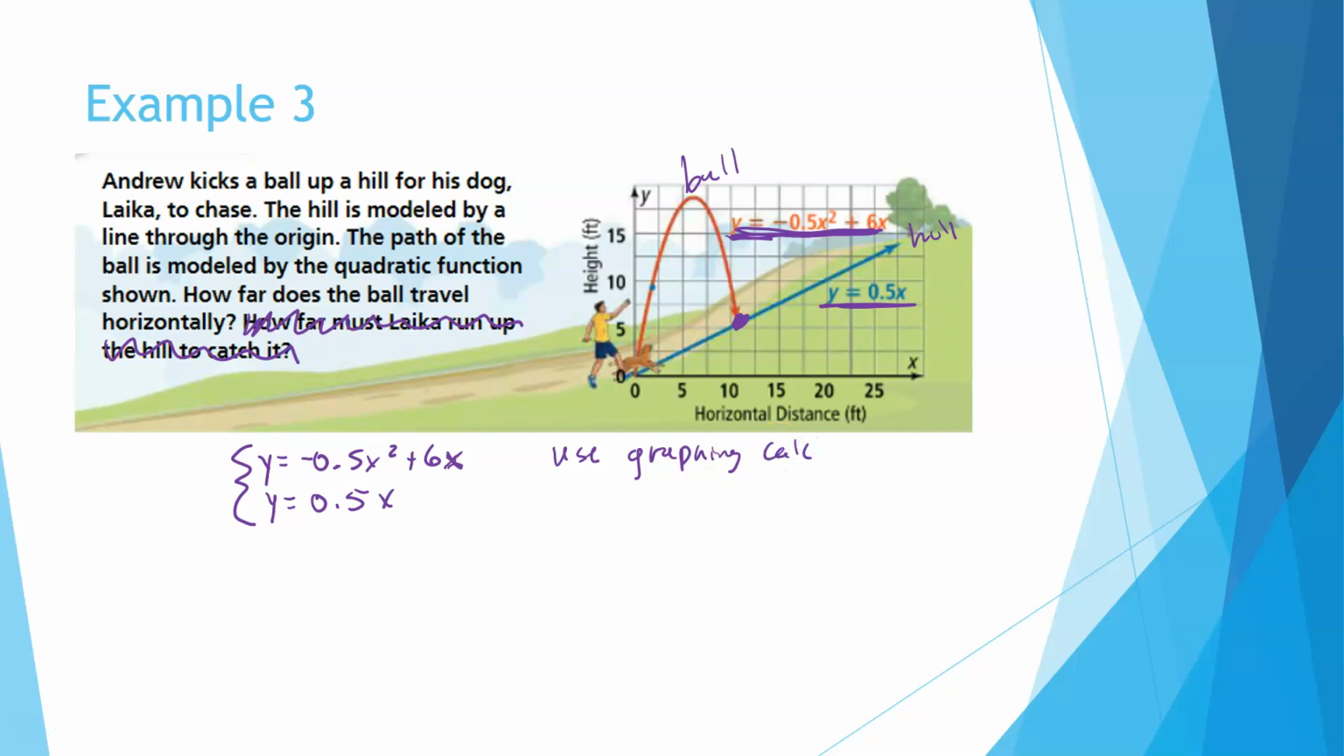But what I'm looking for, because my answer is how far does it travel horizontally, that's the x value. So I want the x value for the second point of intersection. Okay, so I'm going to go to my graphing calculator in just a second. But again, I want the x value for the second point of intersection. That's what I'm looking for. So now I'm going to go to my calculator and show you how you can graph a system like this.